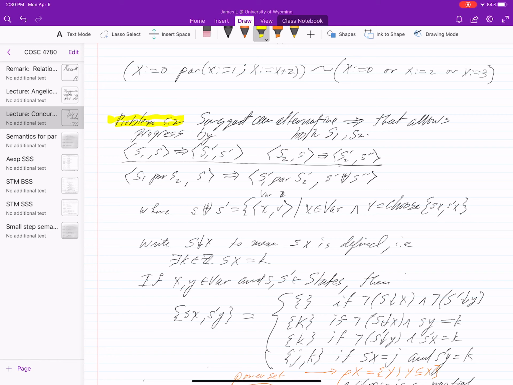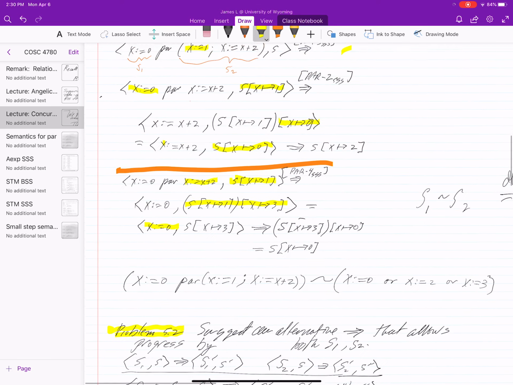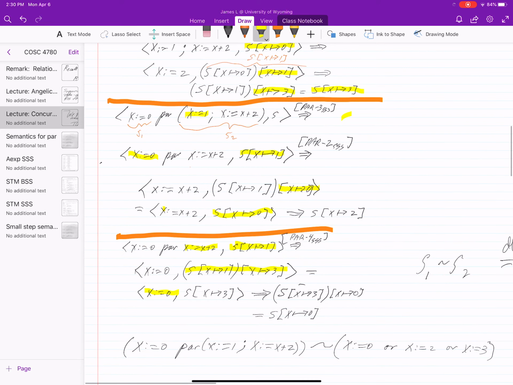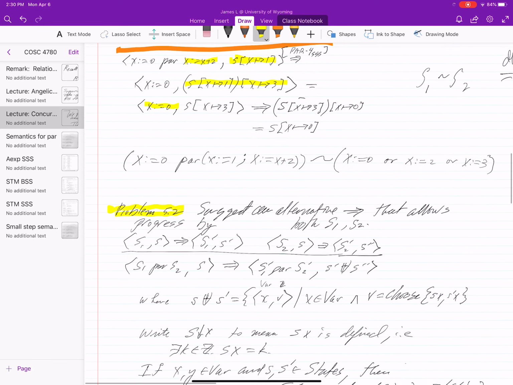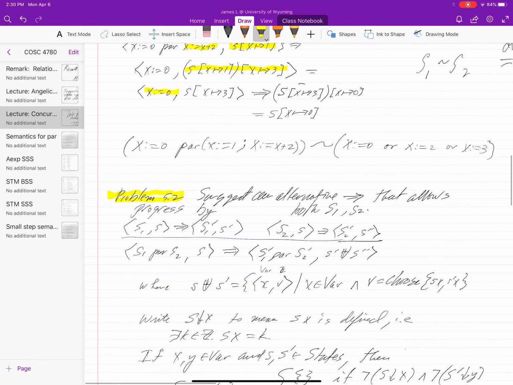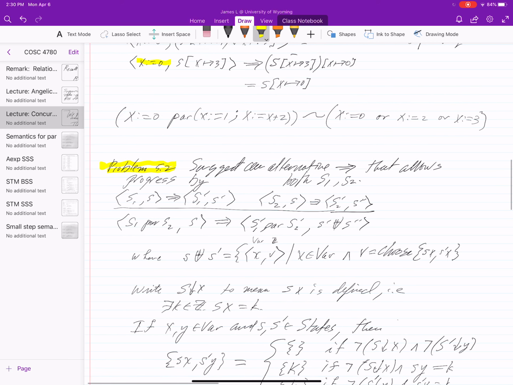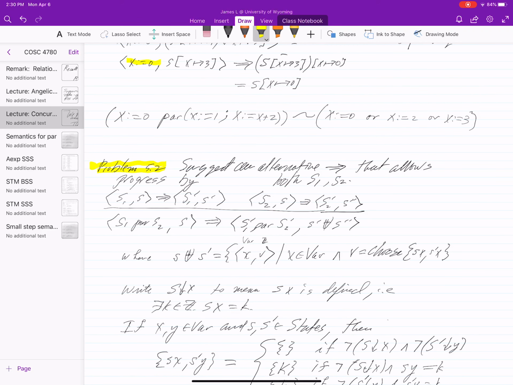Now, I thought I'd do problem 5.2 from the book, and if you want to try it yourself, actually, I'm going to ask you to do it because I did it one way and then I realized, oh, there's another way to do it. Let's do it a different way. So I'm going to ask you as a homework to do problem 5.2 in a different way from this.